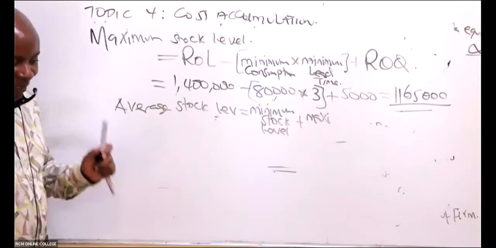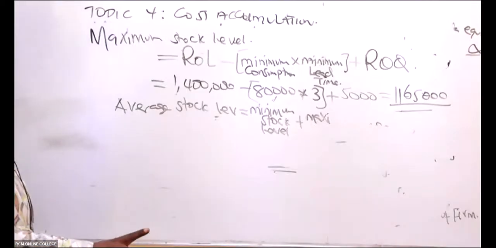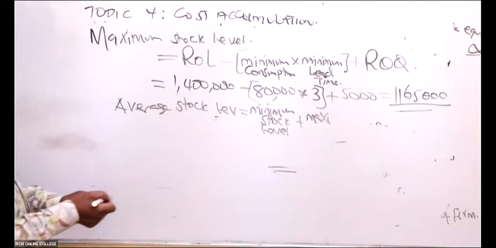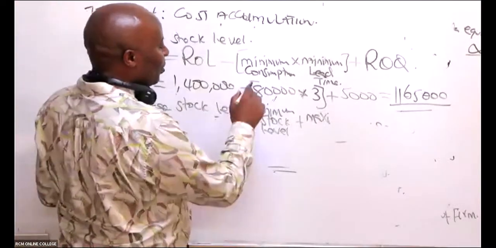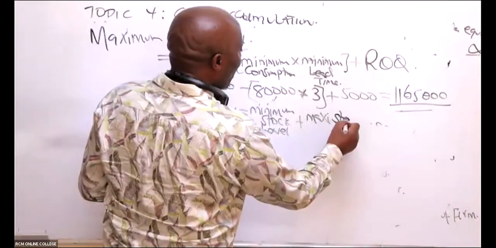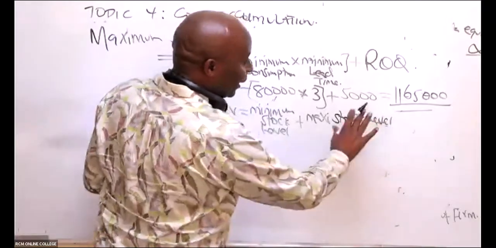11.5 is correct. Have you confirmed, madam? That's confirmed again. So minimum stock level now, depending on, so it is minimum stock level plus maximum stock level. Are you able to get that 11.5?